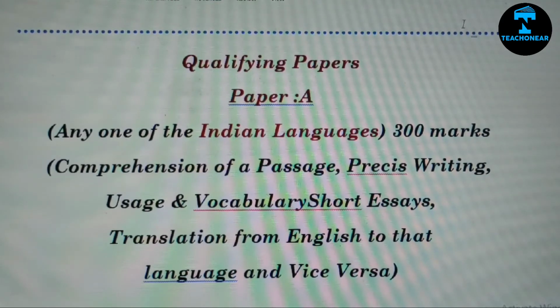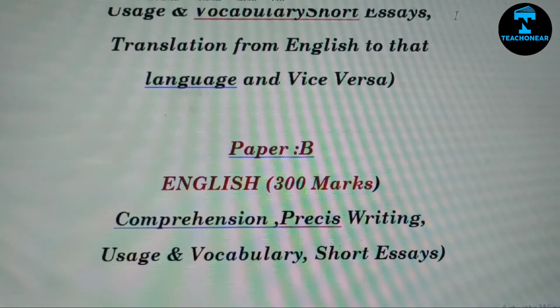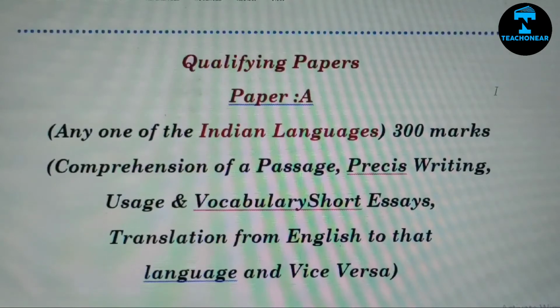Okay, so in this paper A, there are 300 marks for that language, and the areas from where questions are asked are comprehension of a passage, precis writing, usage and vocabulary, short essays, and translation from English to that language and vice versa. This is paper A. And paper B is English, also 300 marks, and the areas from where questions are asked are comprehension, precis writing, usage and vocabulary, and short essays. So this is paper A and paper B. These are of qualifying nature.